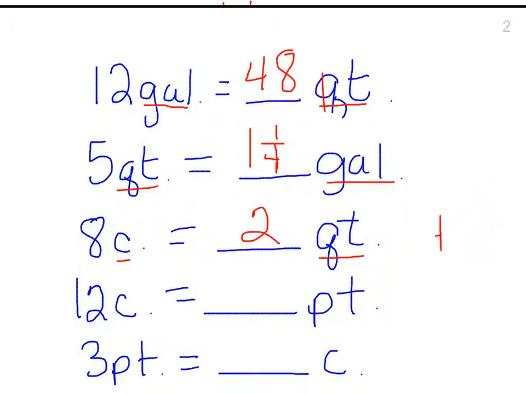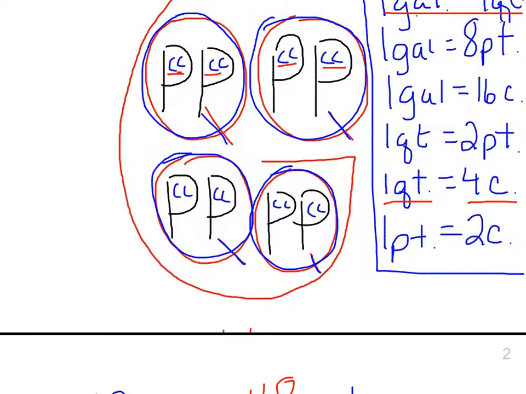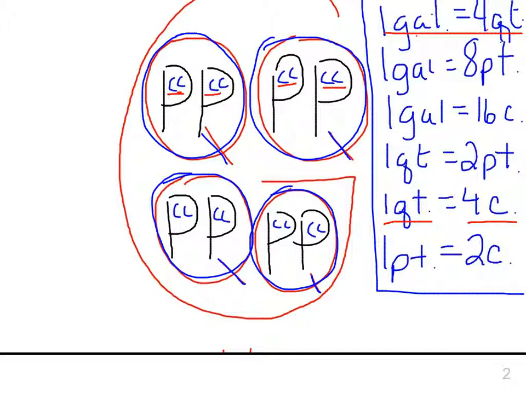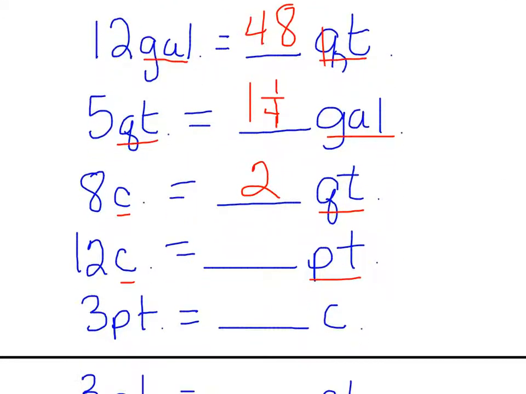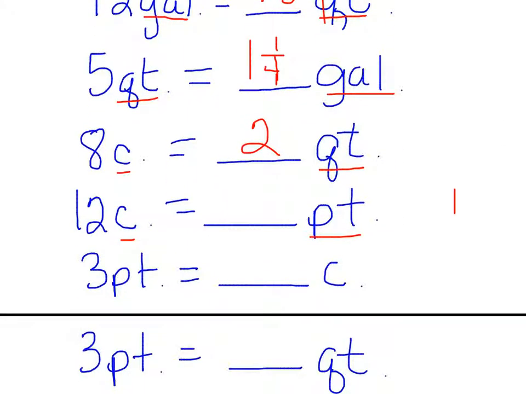Okay, so looking at the next one, 12 cups to pints. So now we're going smaller to bigger still. Cups to pints, so we need to know the conversion for how many cups in a pint, and that's this last one, or you can just look at any of the Ps. Each P has 2 Cs in it, so 2 cups are in 1 pint. So going from a smaller to bigger means divide again. So 12 divided by 2 would give us 6 pints.